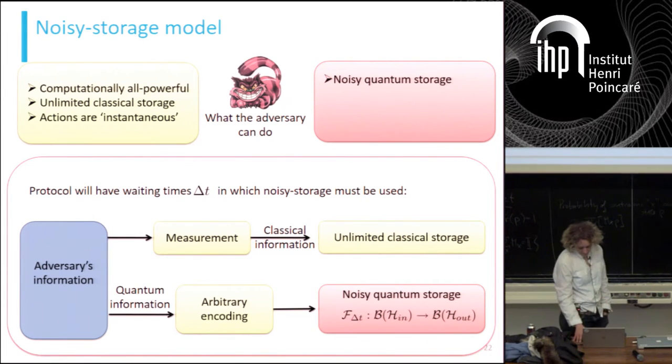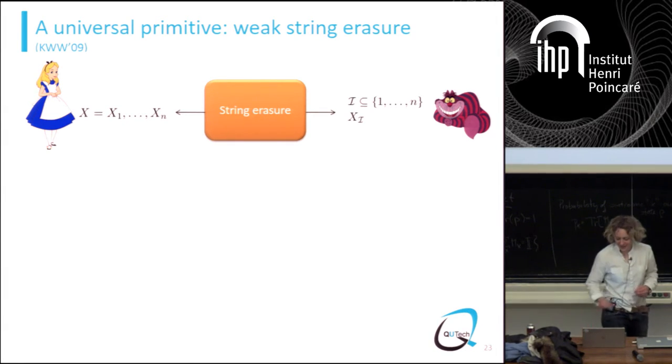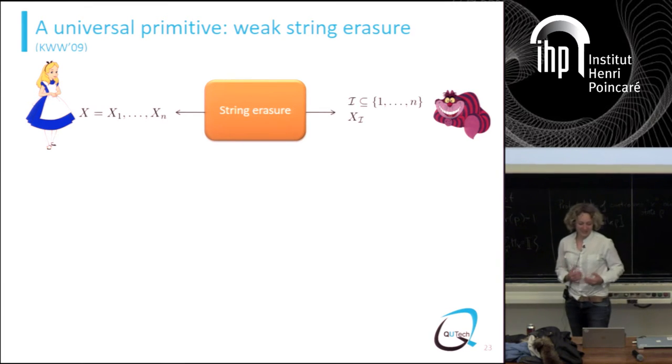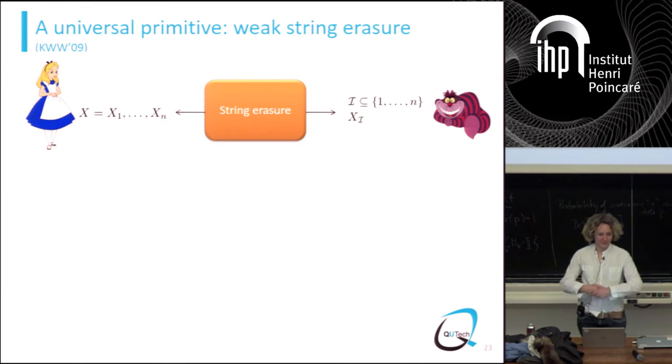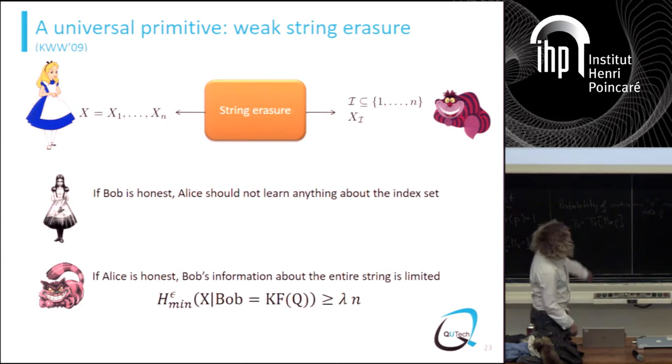All right. So like I said, there's this general task of secure function evaluation or bit commitment. But I'm going to focus here on a very primitive version of a task that is sort of designed, in fact inspired, by QKD protocols. And the nice thing about analyzing this task is that it's universal by itself. So this task is, let me be very informal here, as follows.